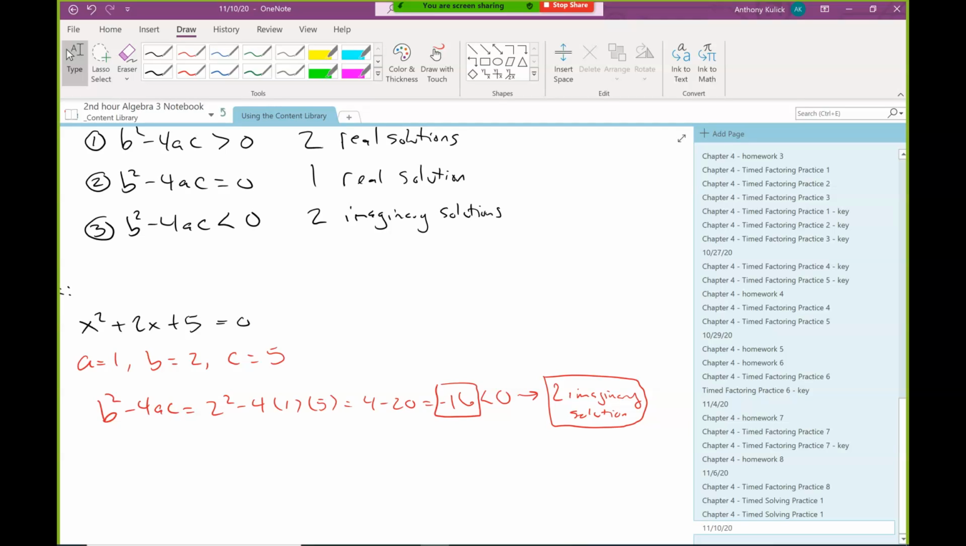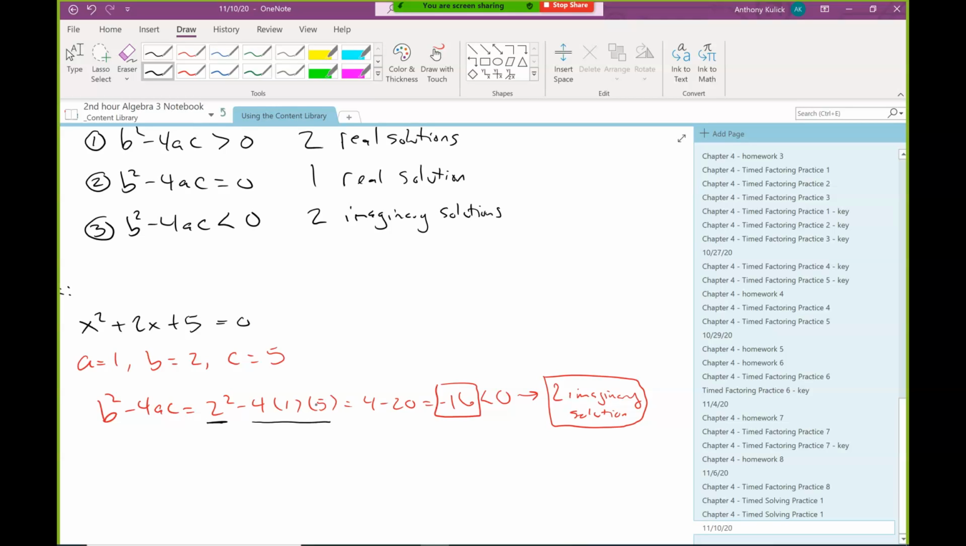Evan? So you multiply -4, 1 and 5, wouldn't it be -4 minus 20? So 2 squared is 4. And then 4 times 1 times 5 is 20. So I have 4 minus 20. Oh, okay. Is that okay? I thought what you did was you put -4, and then you multiplied that by 1, and then you did the -4 times 5. Okay.